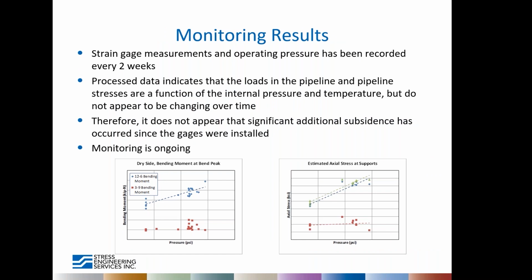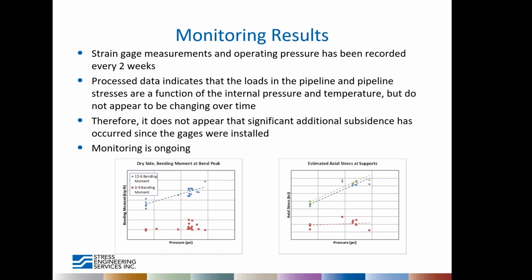So the monitoring results, really for this case, the strain gauge measurements were being taken every 2 weeks, and that data was sent to Stress Engineering. The process data indicates that the loads in the pipeline and the pipeline stresses are a function of internal pressure and temperature, but do not appear to be changing over time. Really what that means for us is that the soil movement does not appear to be increasing over time, or at least very quickly.